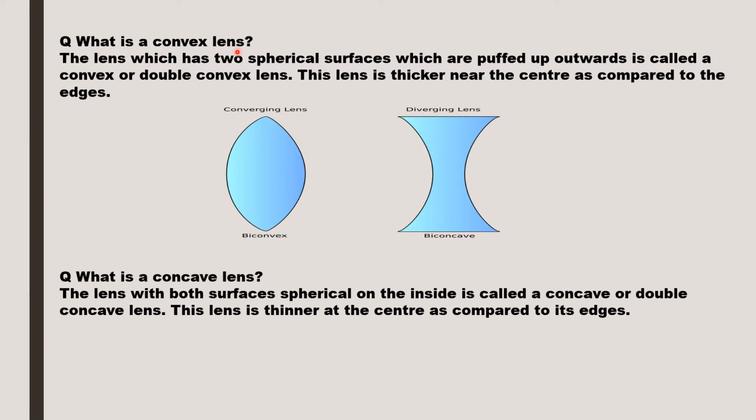What is a convex lens? A lens which has both the spherical surfaces puffed up outwards is called a convex lens or a double convex lens. This lens is thicker at the center as compared to the edges. What is a concave lens? A lens with both the surfaces curved inwards is called a concave lens or a double concave lens. This lens is thinner at the center as compared to the edges.